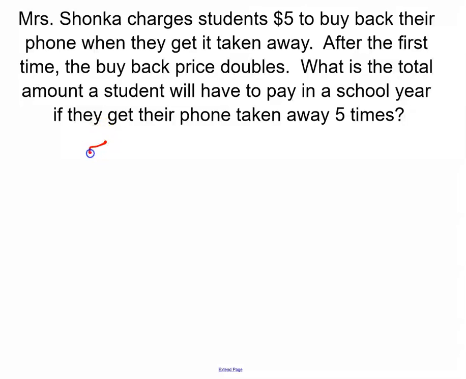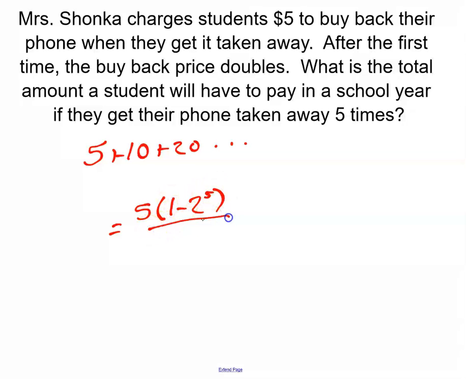So it starts out at 5, then it goes to 10, then it goes to 20, and so on and so forth. So you can see that this forms a geometric series. So if we take that first term times 1 minus, it's doubling, so it's multiplying by 2, if it happens 5 times, let's go ahead and type this in again.